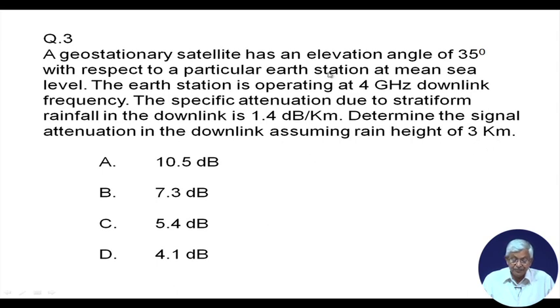The information which is given here is the ground station to satellite elevation angle is 35 degree. Second, it is a stratiform rain, it is uniform rain, and there is a rain height of 3 kilometer, and specific attenuation is given as 1.4 dB per kilometer. So, we have been asked to find out what should be the total attenuation when the signal passes through the rain. There are various options given.